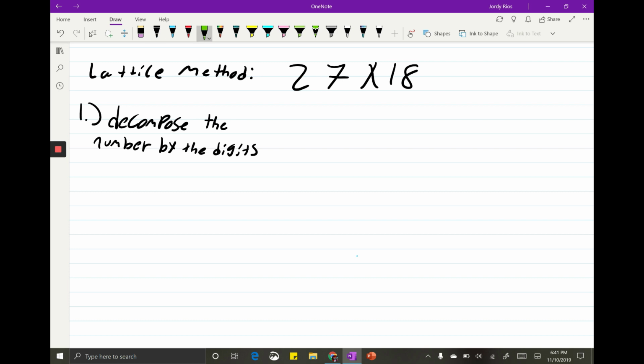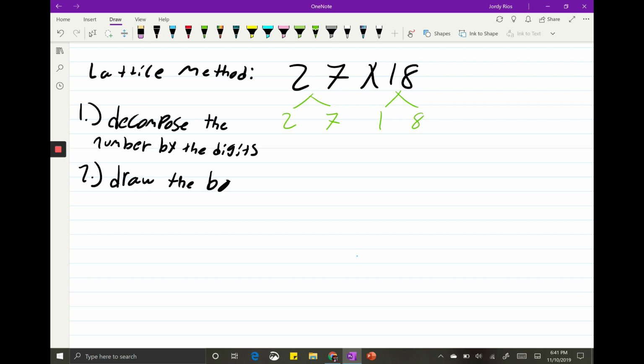Okay? So what does that mean? Well, my two digits that make up 27 are obviously 2 and 7. My two digits that make up 18 are 1 and 8. And that's it. We're not doing it by its value. We're doing it by its digits. Okay, so step 2 is to draw the box.